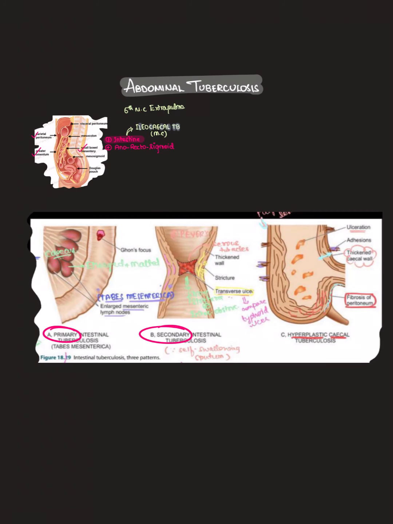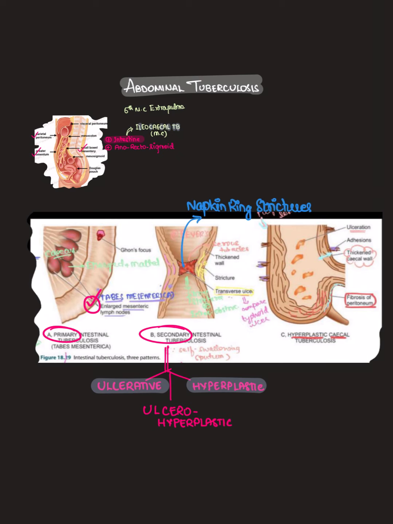In case of primary, it is also called TB mesenterica, and there will be presence of Ghon's focus and all those things. Coming to the secondary intestinal TB, this can further be divided into ulcerative type, hyperplastic type, and ulcero-hyperplastic type. In case of ulcerative type, what is going to be present? Of course, there will be napkin ring strictures with bowel adhesions. And in case of hyperplastic type of TB, there will be fibrosis of the peritoneum with thickening of the cecal walls.